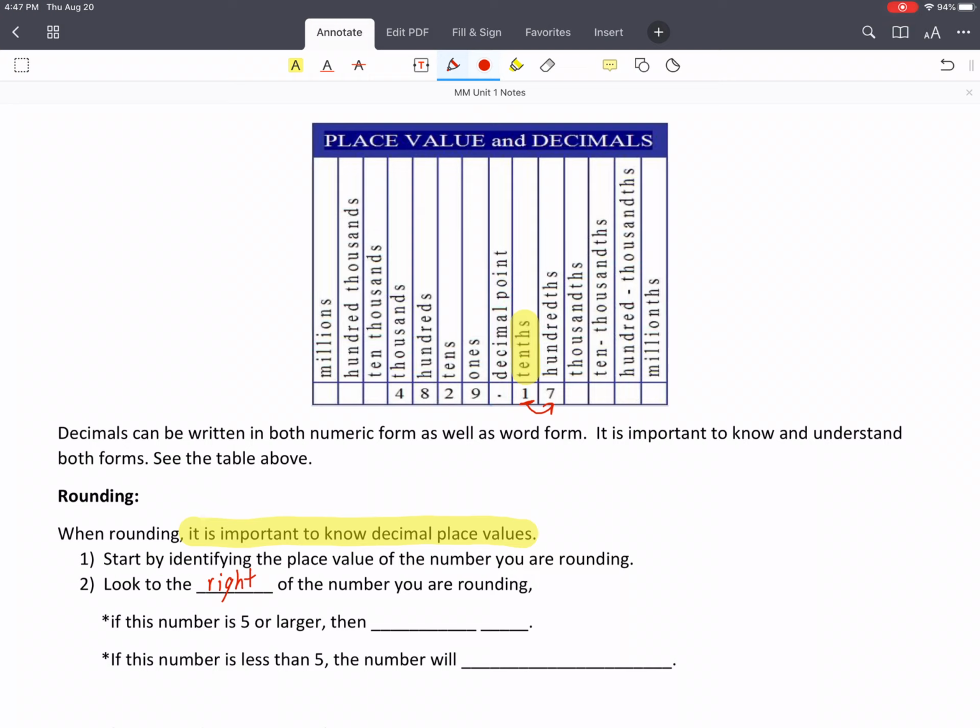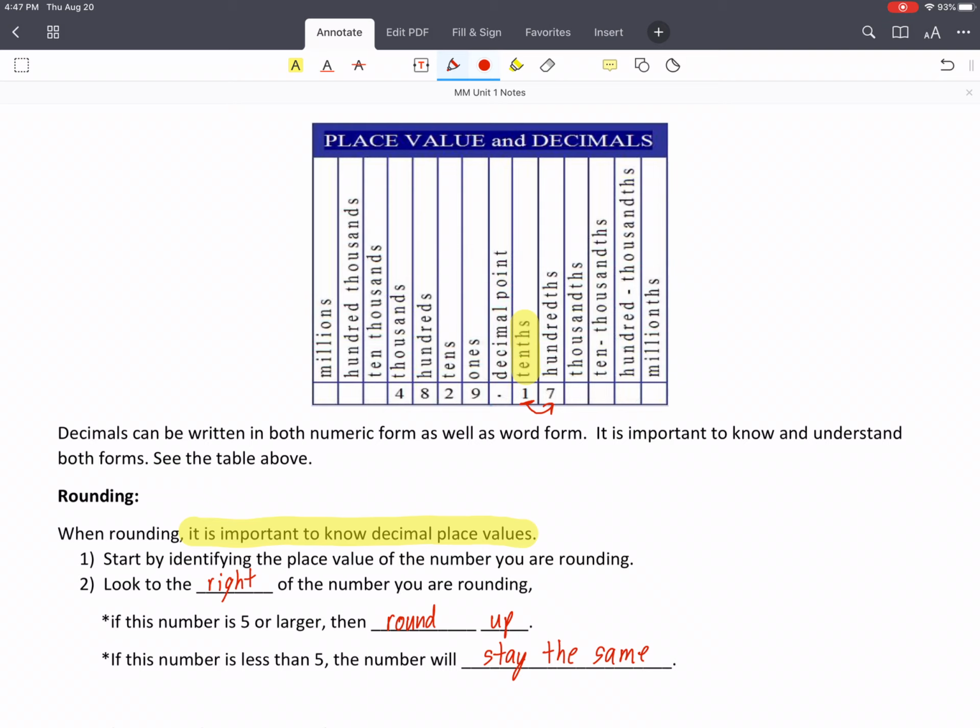And then if the number to the right of it is 5 or larger, then we need to round up. Or we make the number we're looking at bigger. So we would make that 1, in this instance, a 2. If the number is less than 5, then the number will stay the same. Okay, so for example, if that 7 in the hundredths place was actually like a 2, then we would just leave it as a 1.